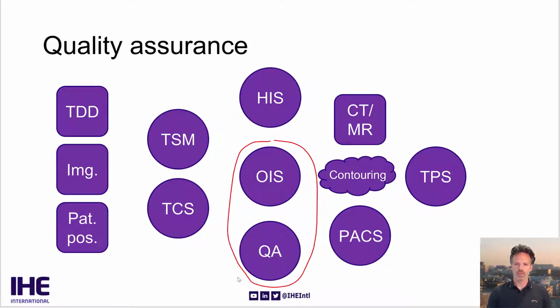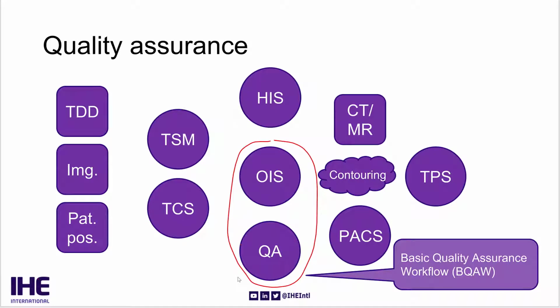Now, quality assurance is mainly between the OIS, which has all the information that should be subject to quality assurance, and the QA device. And here, this is a workflow profile that's called Basic Quality Assurance Workflow. The idea is to automate the transfers between the OIS and the quality assurance devices, but also to automate the transfer back of the result of the quality assurance.